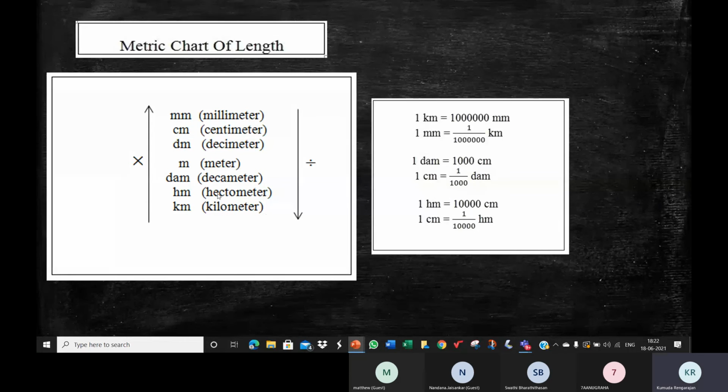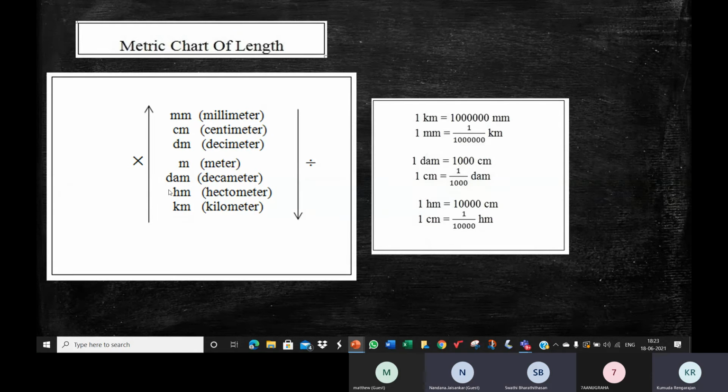Children, now tell me, 1 hectometer is how many decimeter? 1 hectometer is how many decimeter? Ma'am, 1000 decimeter. How do we do it? Ma'am, by counting from decameter.